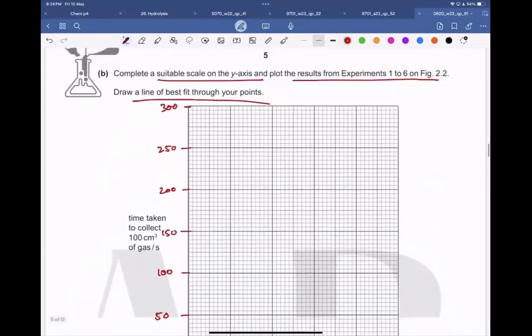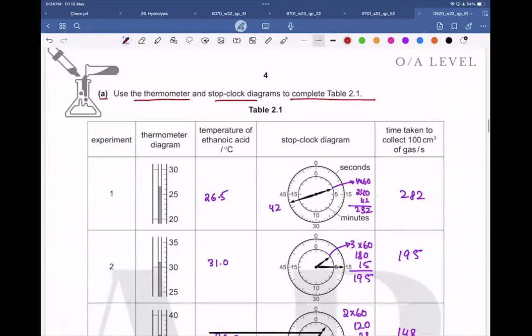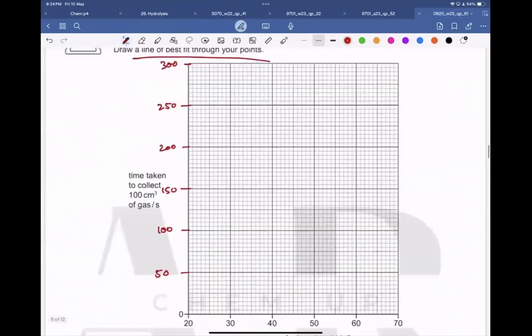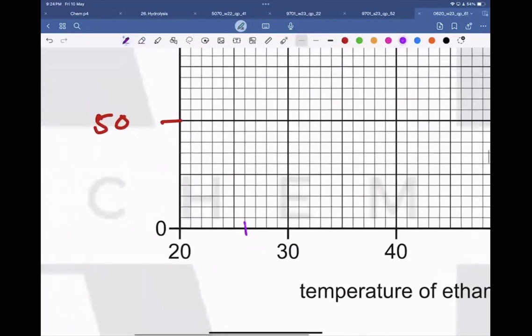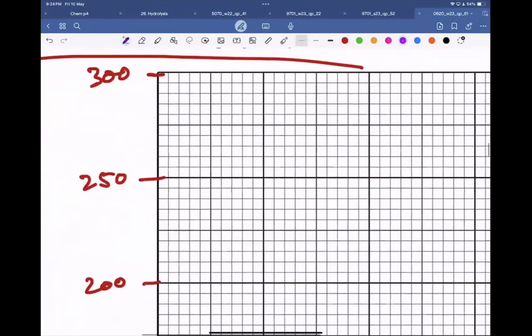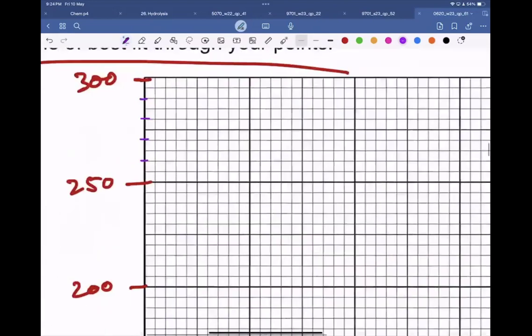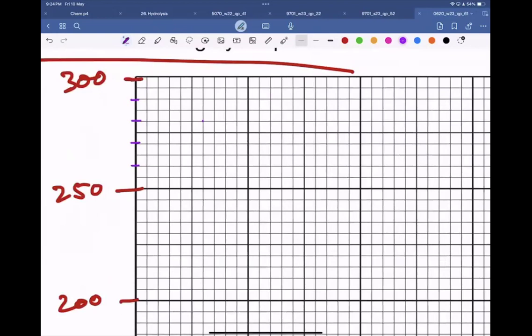Now, yes, where were we? 26.5 degrees Celsius, 282. So 26.5 is this, right? And we need a 282. So 260, 270, 280, 290. So it's 280, 285. So 282 must be over here.